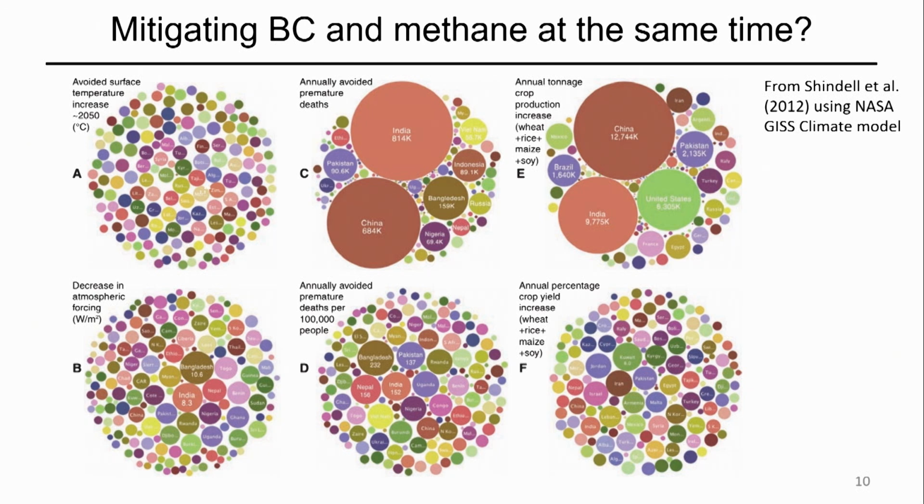And there's things here like annual premature deaths avoided. And these giant circles that you see for that are, one of them is India and one of them is China. So there's other things too, like the temperature benefits, the crop production increase that you would get, crop yield, I already said premature deaths, decrease in atmospheric forcing, et cetera. So that's a nice paper.